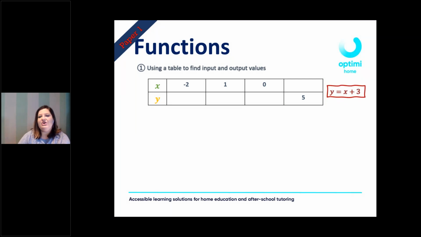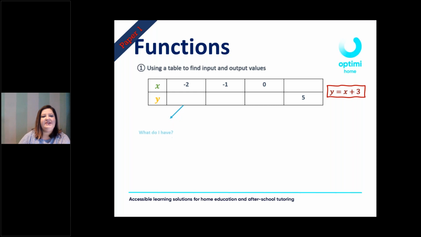Now there I've given you the equation that you're going to apply, the rule that you're going to apply. Right, so the rule that is given to you is y is equal to x plus 3. You're going to apply this rule to the values that are given to find the output value, your y value. So these are all the values that we want to calculate because we want a complete set of values for us to be able to draw a graph.